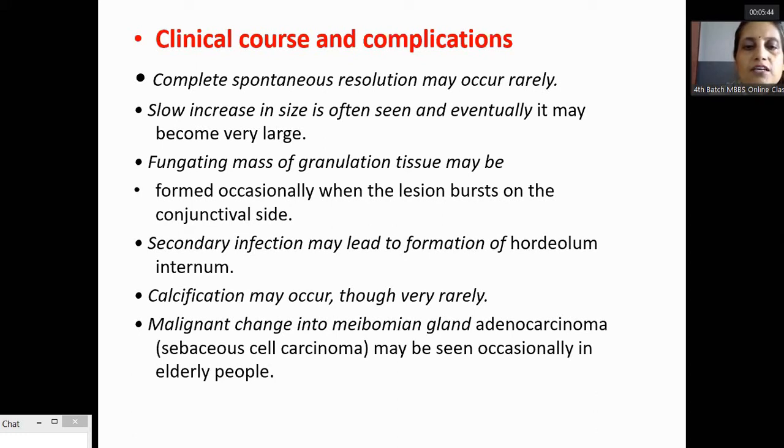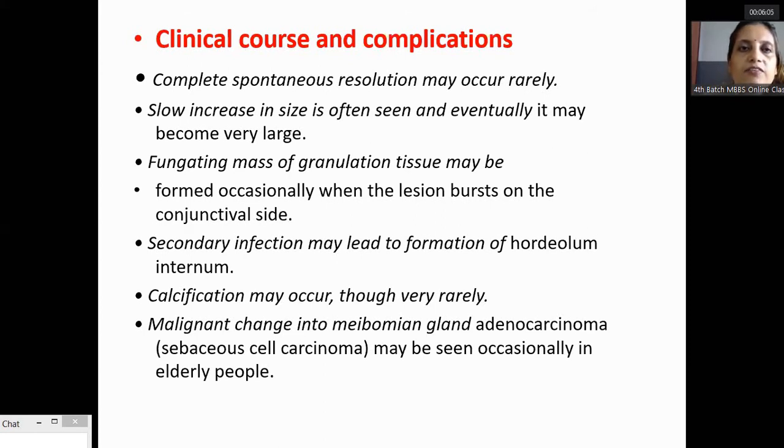Calcification may occur, which is rare, and malignant change of the meibomian gland, that is adenocarcinoma, may be seen occasionally in elderly people. So if Chalazion is in elderly people, or if it is recurrent, then you have to think of malignant change also.